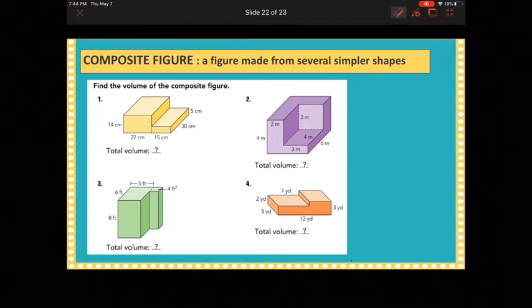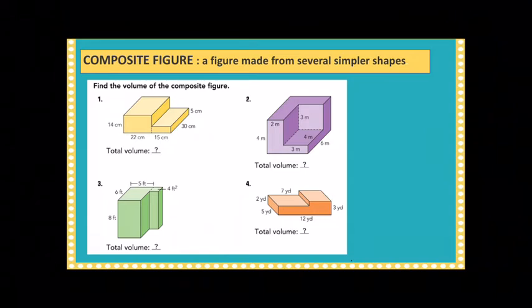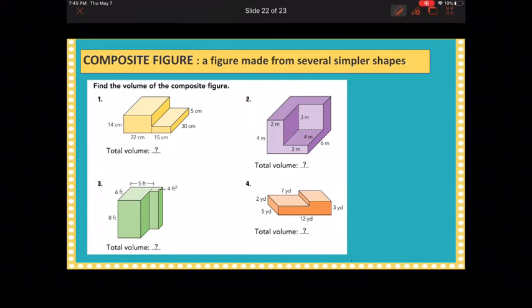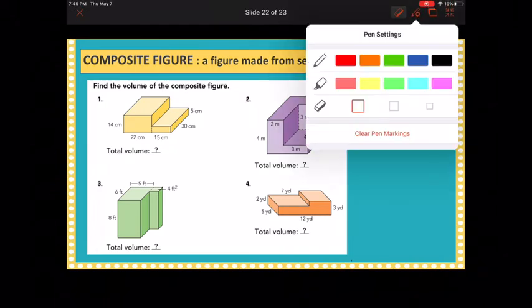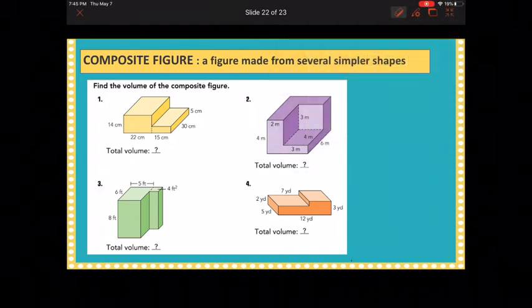Okay, let's go on to number 3. Number 3, you can see, is a composite figure where you've got 2 rectangular prisms kind of smushed up next to each other. So we're going to do number 1 first, and then we're going to do number 2. So this will be prism number 1. This will be prism number 2.